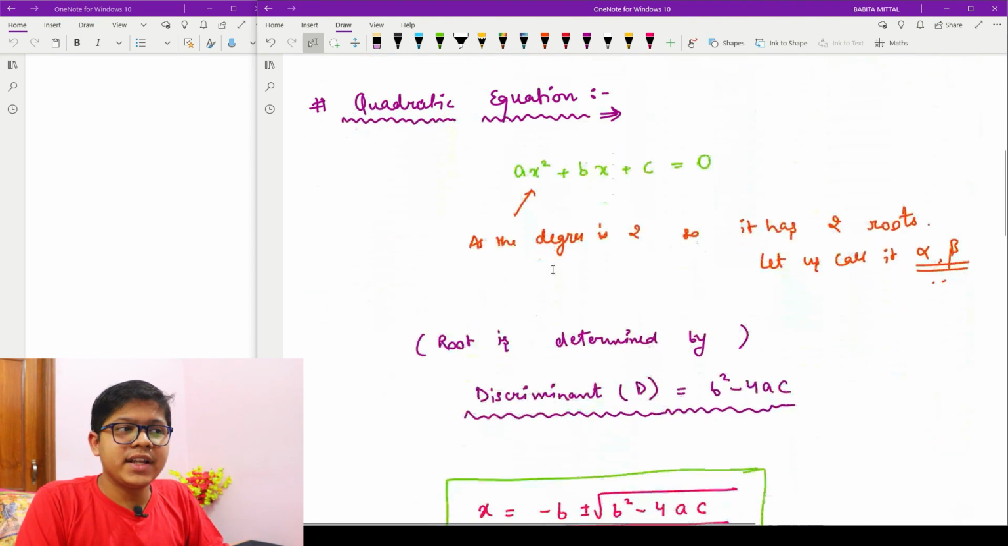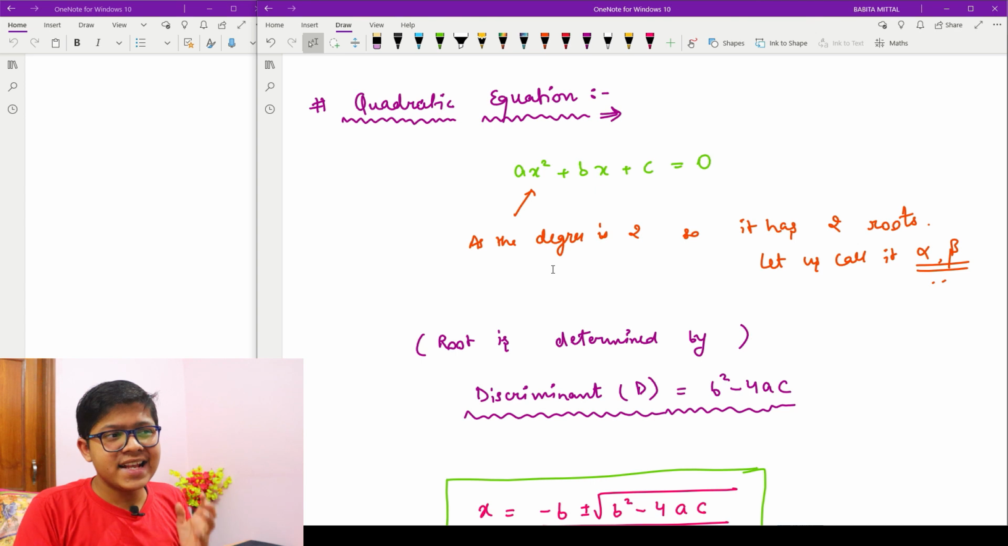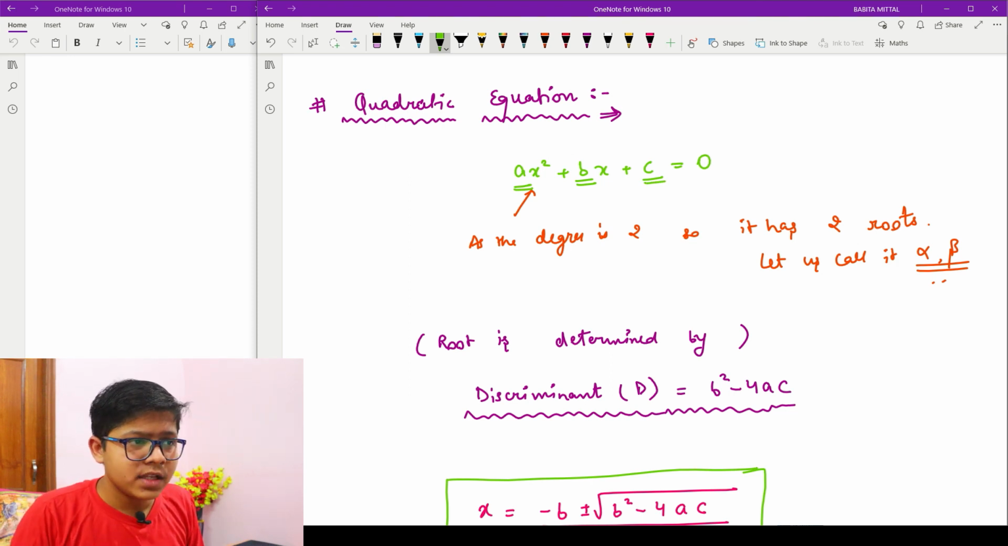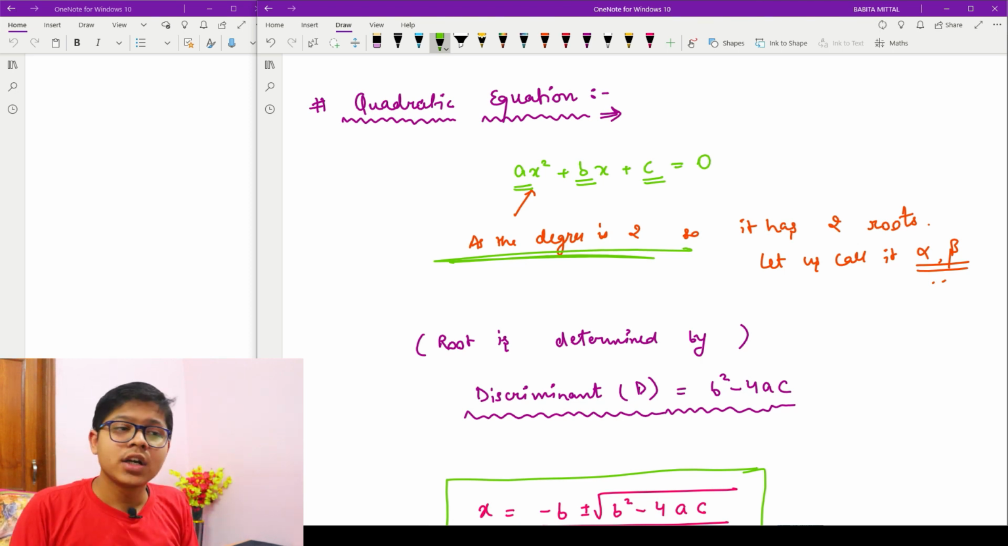Now moving on to the quadratic equations. It is nothing but an equation which has the degree as 2. Now we can represent any quadratic equation as ax square plus bx plus c equal to 0. Here the coefficient of x square is a, the coefficient of x is b, and the coefficient of x raised to the power 0 is c, which means the constant term. So any equation which has degree as 2 is a quadratic equation.